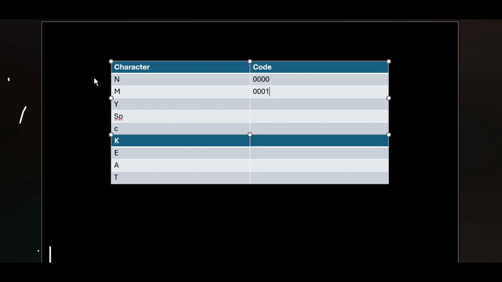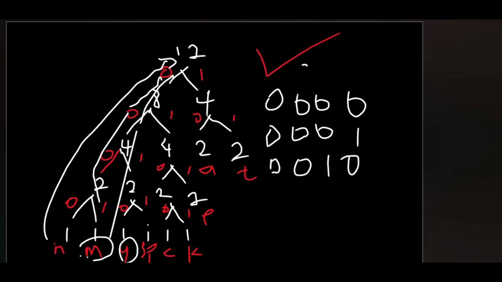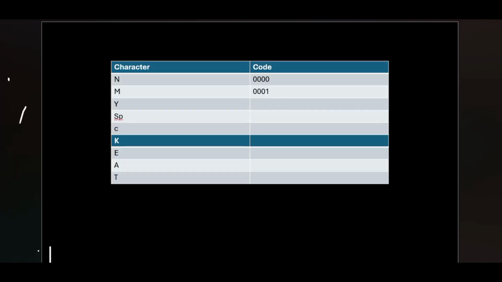So for the Y, let's try the Y too. So the M was 0 0 0 1. Now the Y, you are looking at the Y. So 0 0 1 0. That is our Y. 0 0 1 0. So let's fill the table with our Y. 0 0 1 0. Now let's go to the next one.